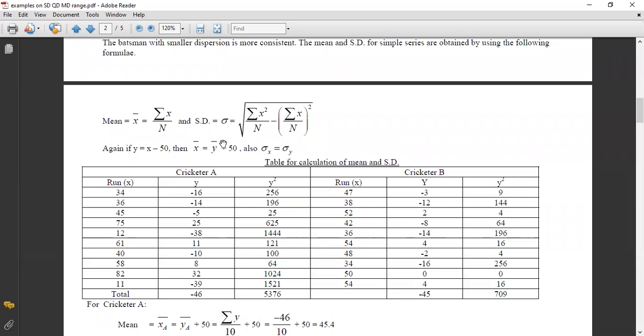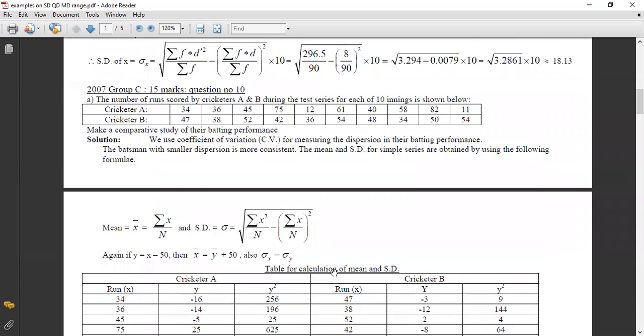For example, normally, without change of scale or change of origin, we can do it like this. For cricketer A, I have to write x square. Okay, this is for cricketer A.